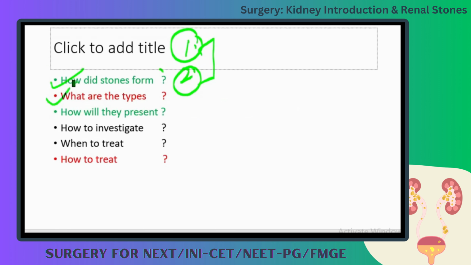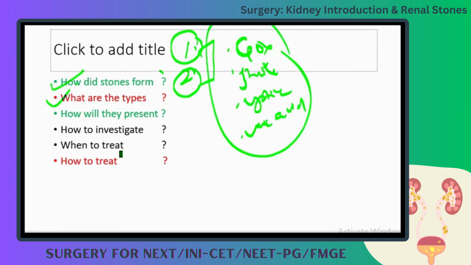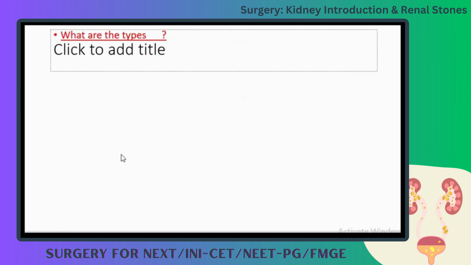What are the various types of stones? Calcium oxalate. Good. Struvite. Good. Cysteine. Very good. Uric acid. Yeah, excellent. So these are the 4 types of stones. So this slide, everybody make sure you concentrate on this slide. Calcium oxalate type of stone, struvite type of stone, cysteine type of stone, uric acid type of stone.